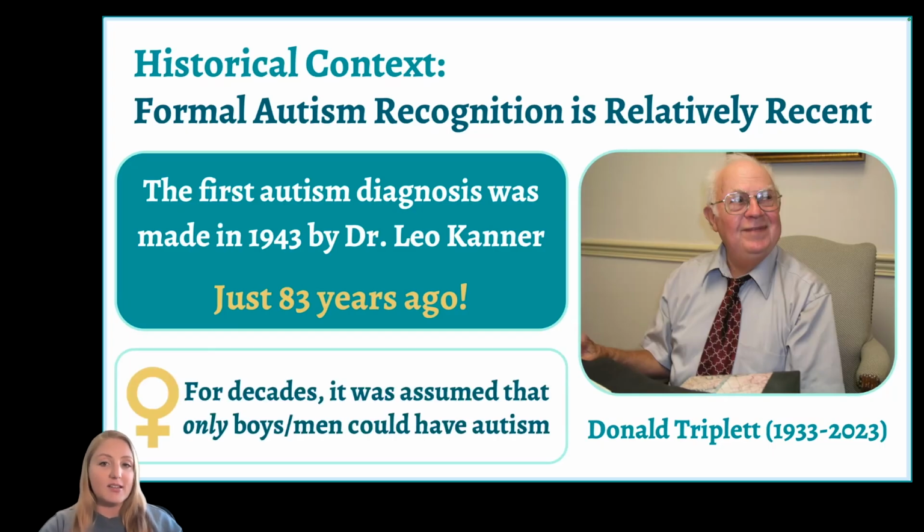For many decades, it was also incorrectly assumed that only boys and men could have autism. It wasn't until about the 1970s that the reality that girls and women could also be autistic began gaining traction. So, given the relative newness of its formal recognition, it makes sense that there's still a lot of catching up to be done. While autism is likely not a new phenomenon, our understanding and ability to recognize and diagnose it certainly is.